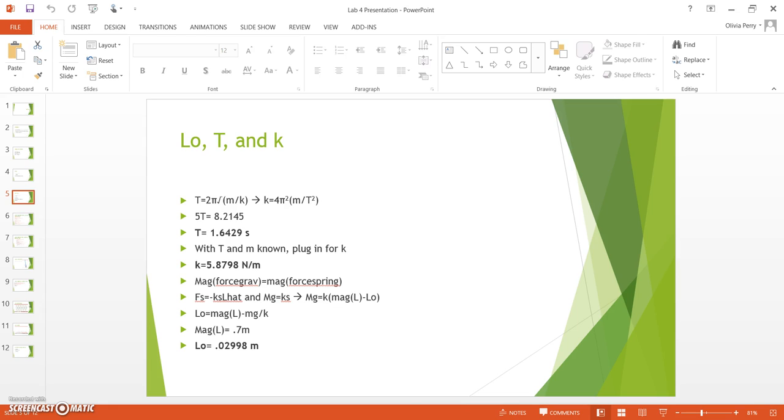Using the equation for the length of a period and solving for the average length of one period, the spring constant comes out to be 5.8798 newtons per meter. Since the mass is in static equilibrium at the beginning, the magnitude of the force of gravity equals the magnitude of the spring force, and setting the equations for these equal means it's possible to solve for L naught, which ends up to be 0.02998 meters. With these variables in mind, it is possible to create a model for the motion.